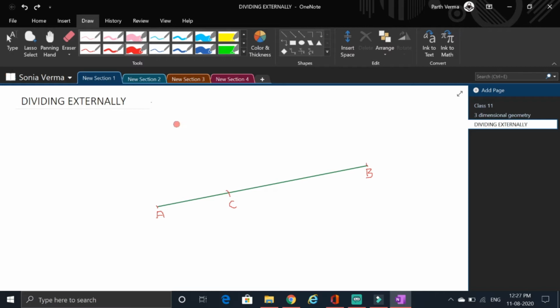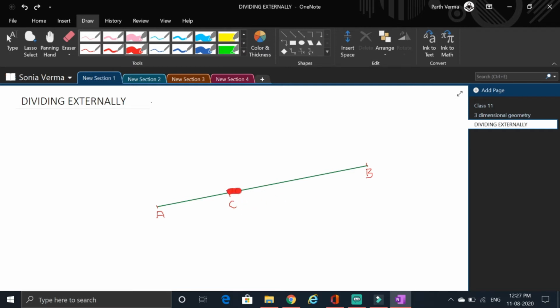External division means the point which is dividing the line segment lies somewhere outside. It is a bit irritating to understand how it can divide a line segment by being outside, but it is so. And what is the significance of ratio in such a case? Just understand that. Let's take the example of this.